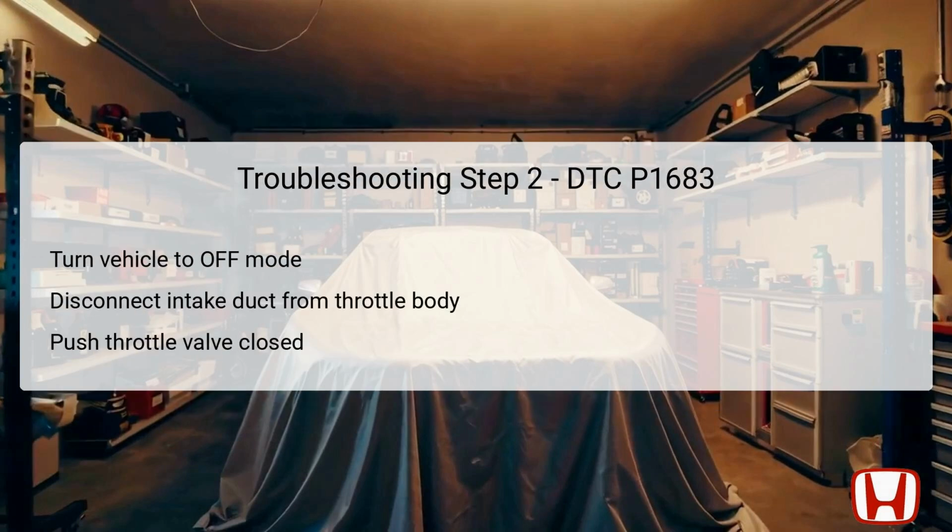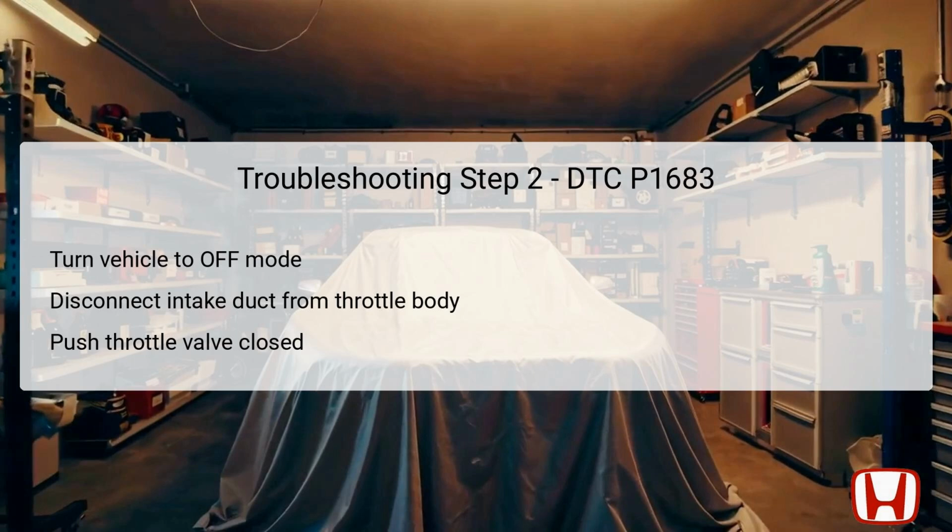In the second step, begin by turning the vehicle to the off or lock mode. This action ensures safety as you will be working close to the throttle body. Next, disconnect the intake air duct from the throttle body to gain clear access. After that, gently push the throttle valve closed using your hand.